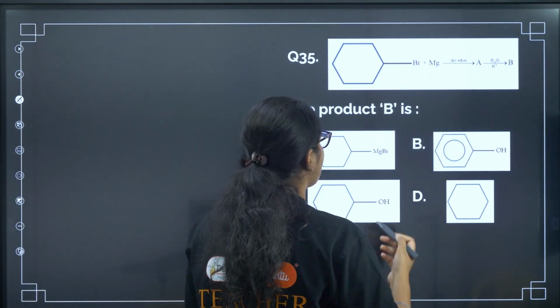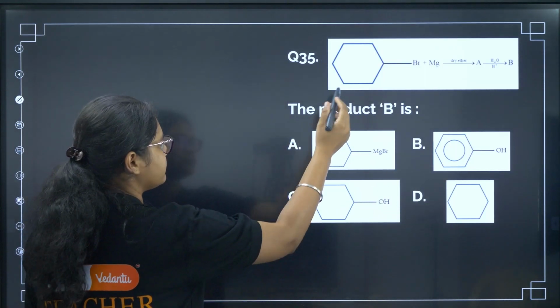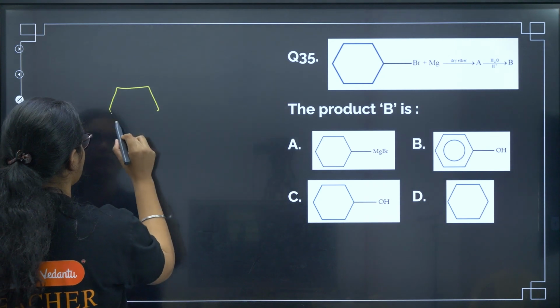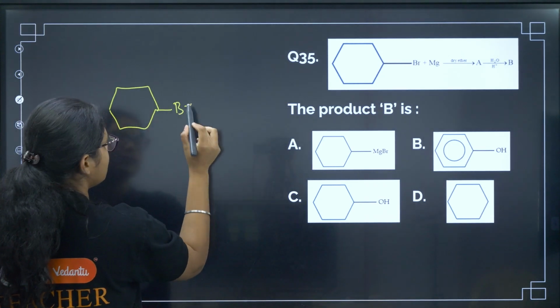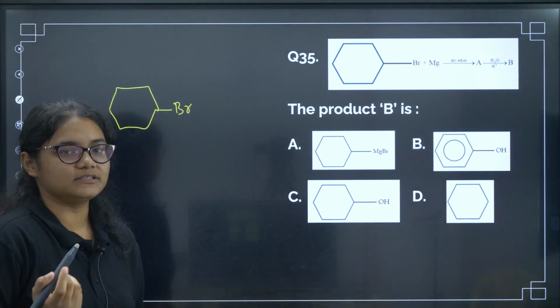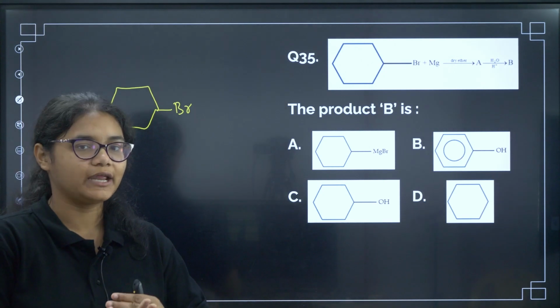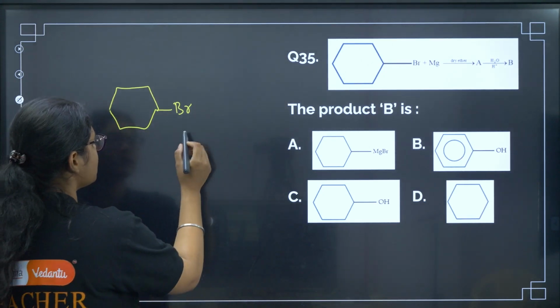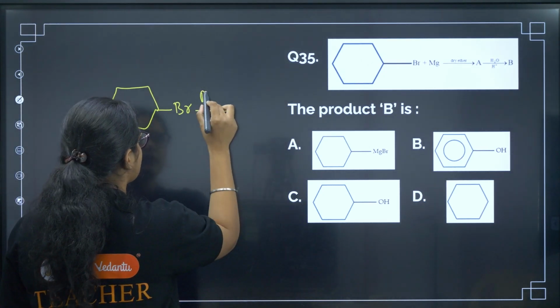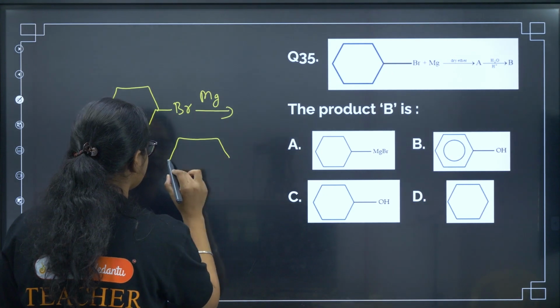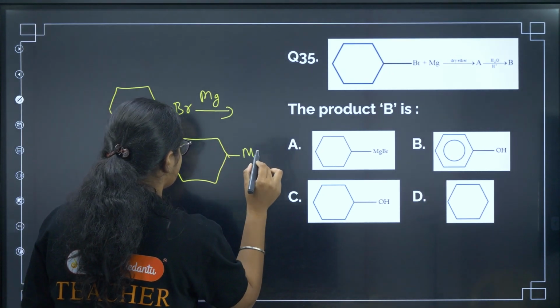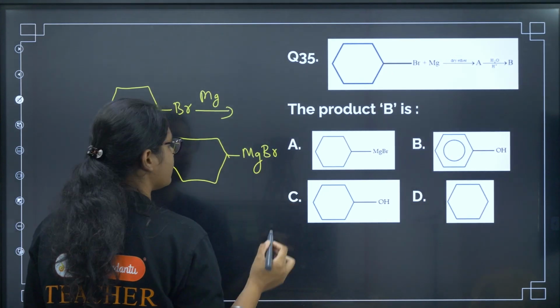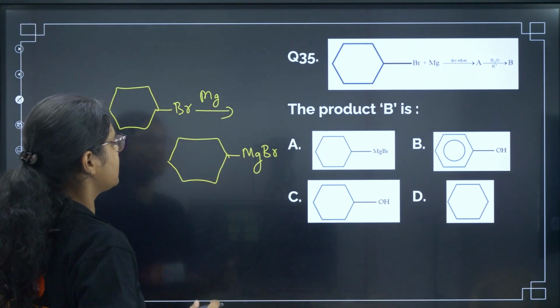Okay, next we have our organic reaction here. First, we have taken a cyclohexane with bromine, and when it is treated with Mg, this is the process to create the Grignard reagent. So what will be the product after treating it with Mg? We'll get MgBr.